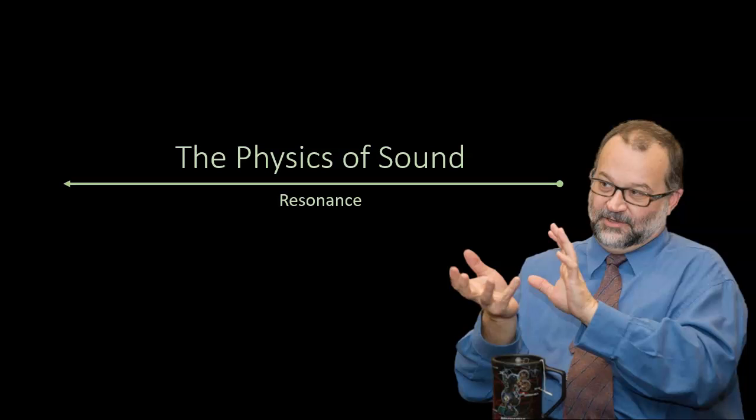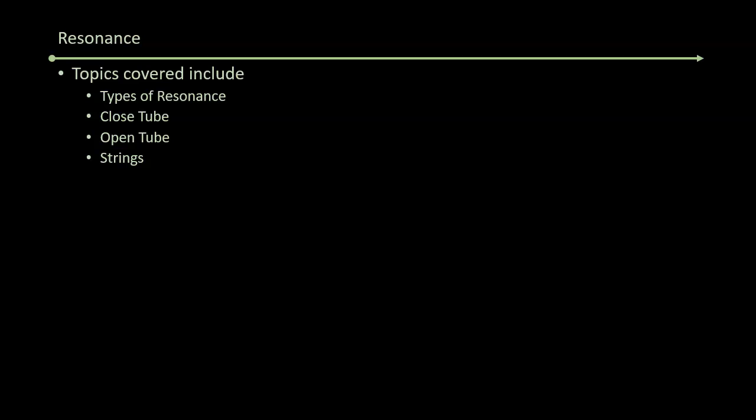This week we're going to be talking about resonance, in several different types of resonance. We're going to talk about closed tubes, open tubes, strings, all different kinds of ways of getting resonance. And we'll even go off topic a little bit, from sound onto electronics, to demonstrate what resonance looks like.